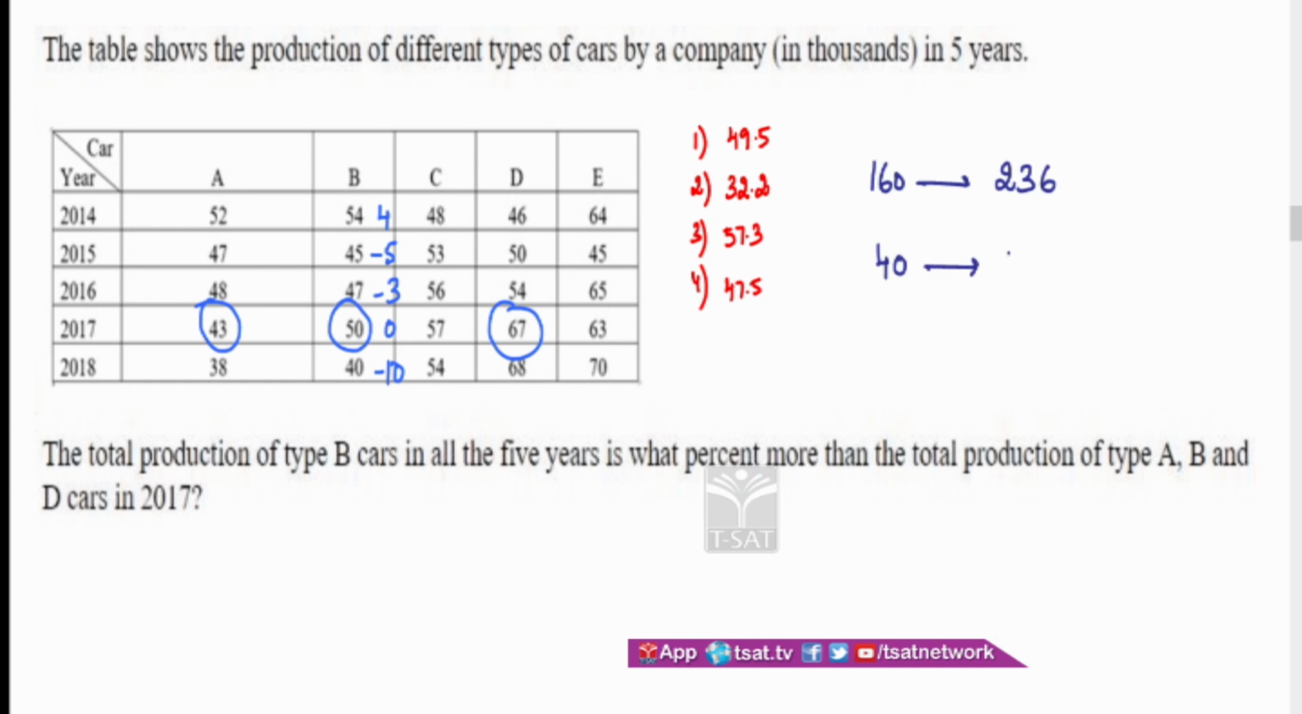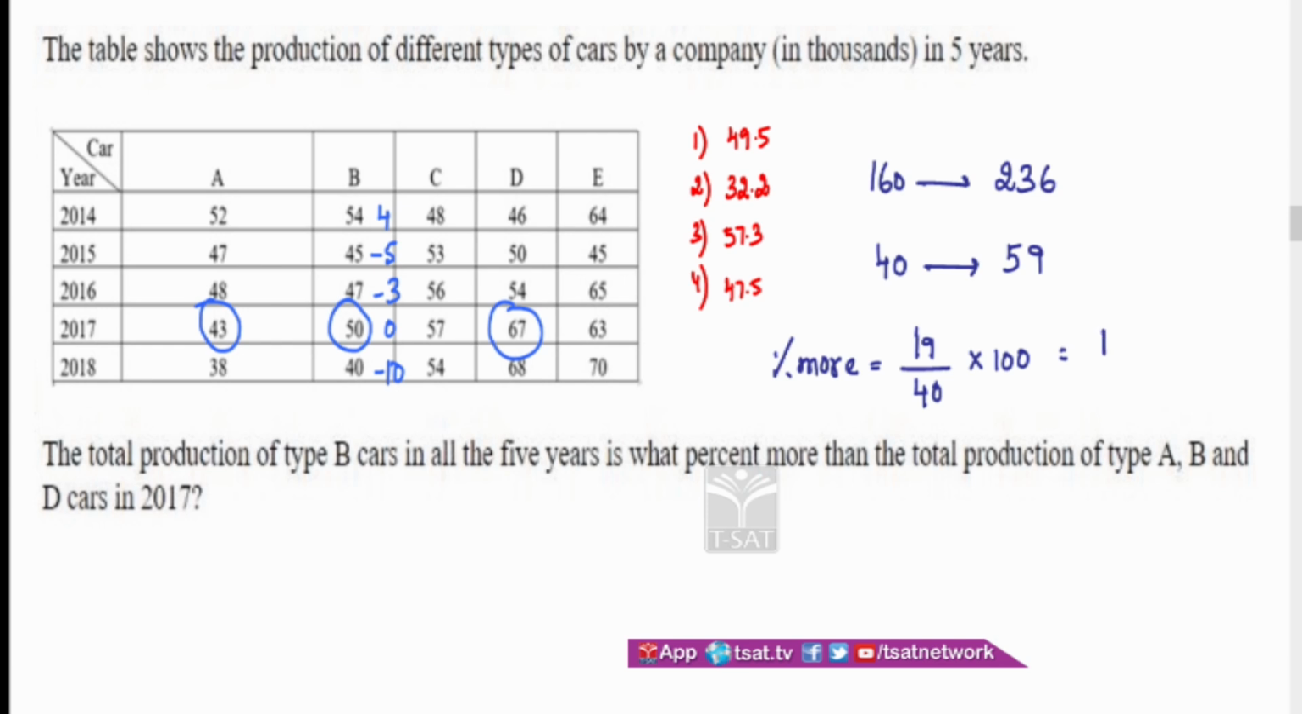See, 4 5s are, 4 9s are. Therefore, percentage increase or percentage more. How much more is it? 19 more upon 40 into 100.